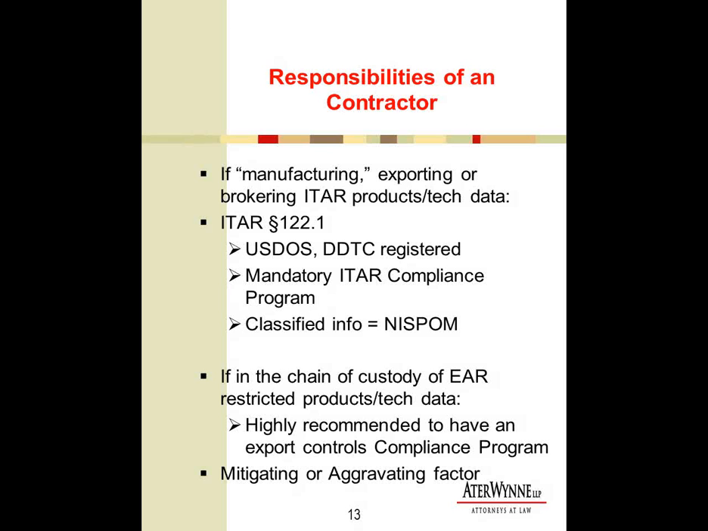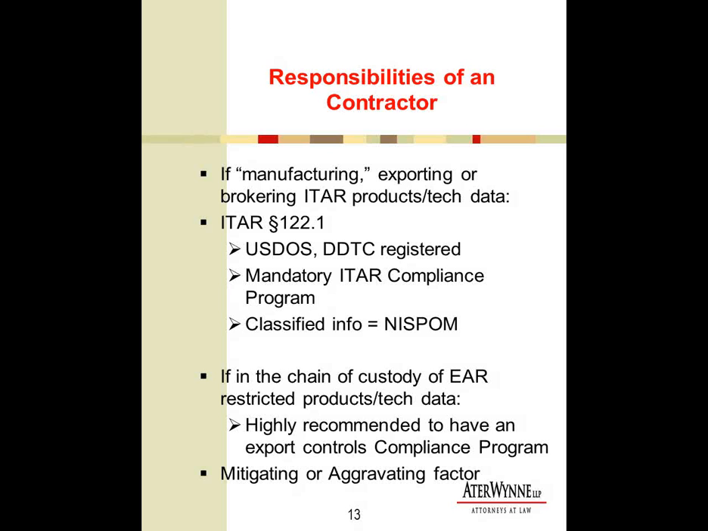ITAR-governed part or component. And to be an ITAR-governed part or component, that part or component should be listed on, or would be listed on, the U.S. Munitions List. That part of the ITAR, which lists in 21 different categories, defense articles, defense services, and defense technical data called technology.